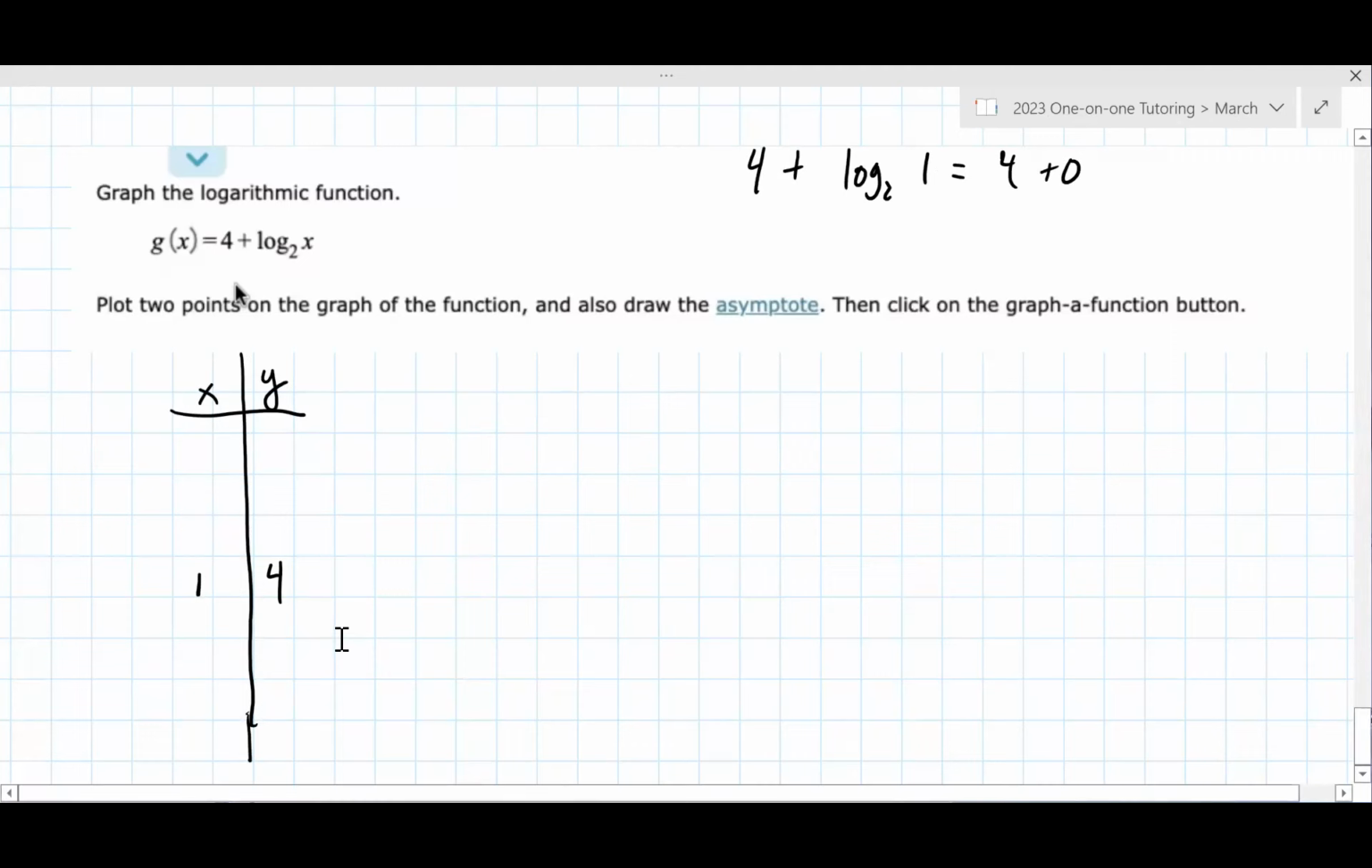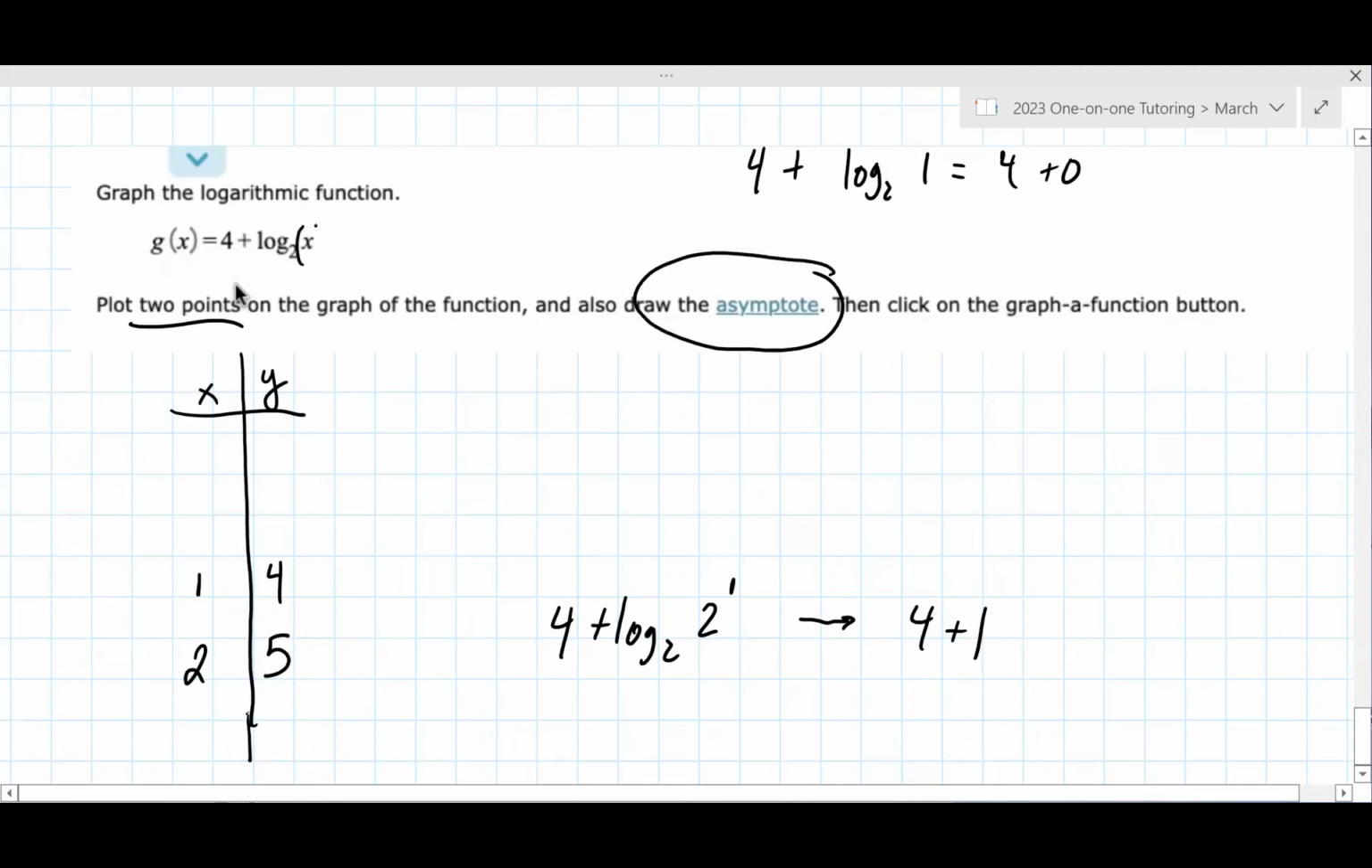Oh no, I'm sorry. Plot 2 points. I didn't mean to. Now that's actually better, that's easier, shorter. So we're going to use 2. You always pick 1, and then 2 is the one that matches here. So 4 plus log base 2 of 2. There's really a 1 there because those are the same. This becomes 4 plus 1, which is 5. Now the asymptote comes from that x. You set that x equal to 0. It's a vertical line through that.